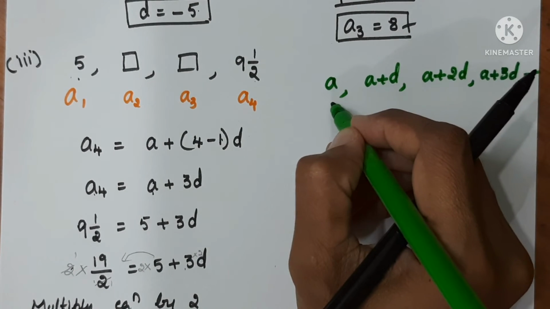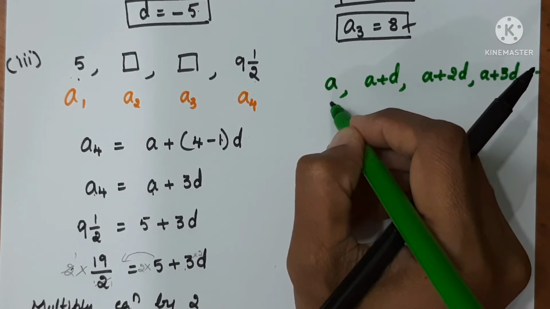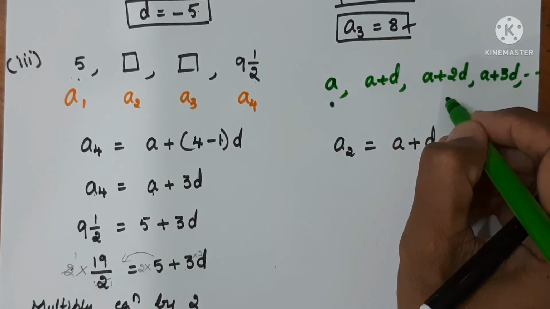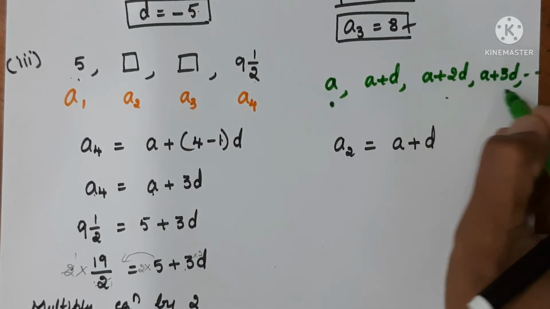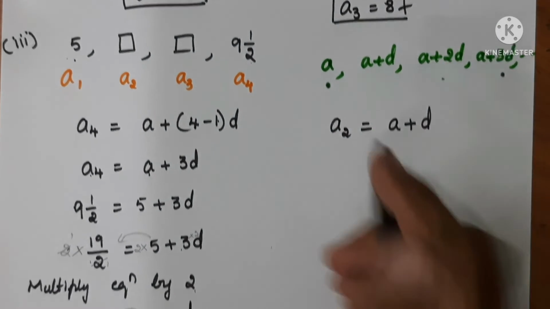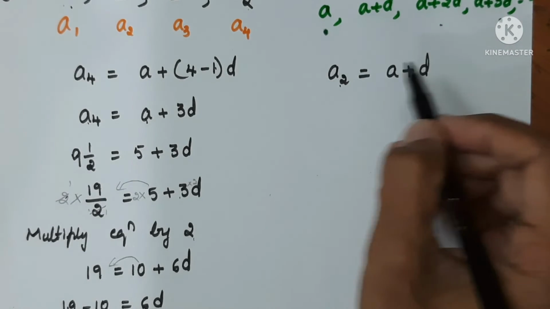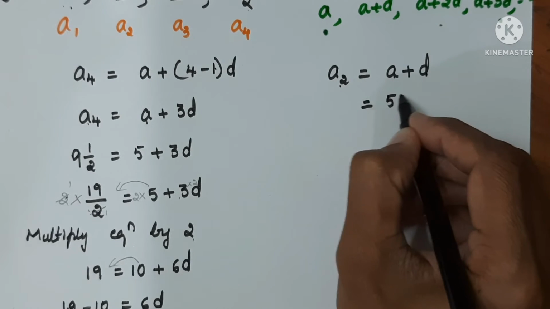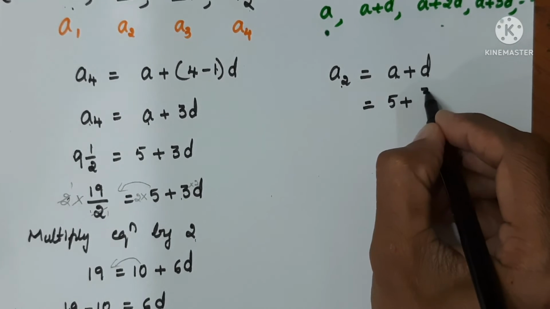Or else, if you know the first term, after adding d to the first term we get the second term. Again adding one more d we get the third term. Again adding one more d we get the fourth term. So here, to get the second term we have to add the common difference to the first term.